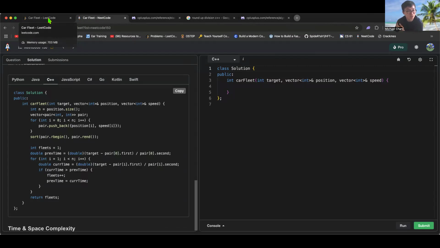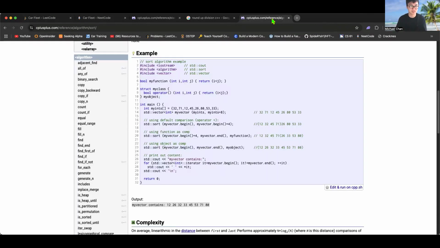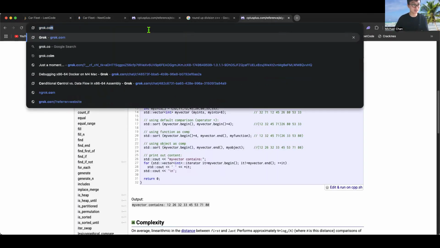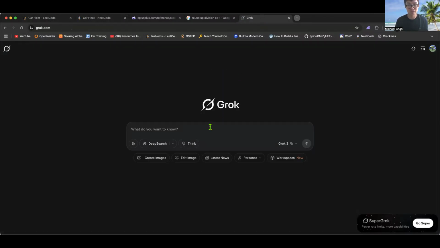I really don't know why this is wrong. That's insanity. What is wrong with this? Wait, why is it different though? Tell me in the chat. I don't know why this is different.